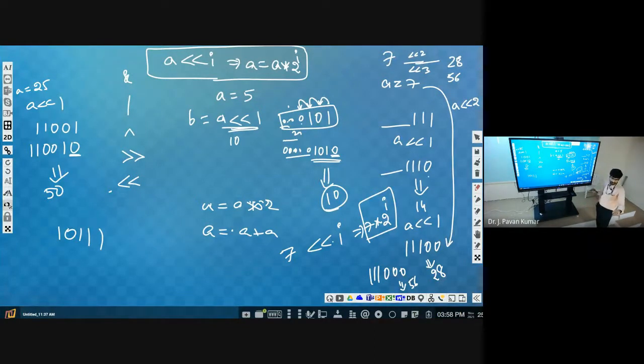So I have told you the question, right? Without using arithmetic operators, how can we double the given number? By using left shift operator. How many times we have to shift? Only one time. If you left shift one time, then the number will be doubled.